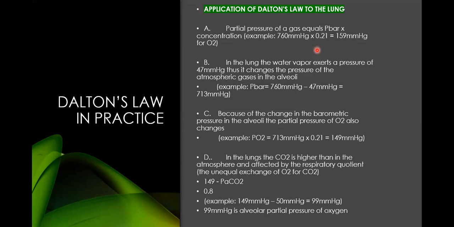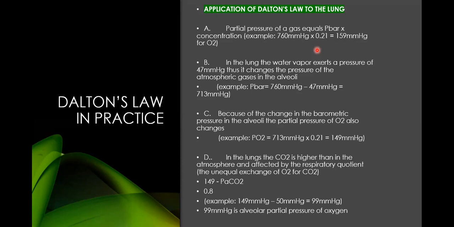So we have to get rid of that water pressure. We say barometric pressure minus the water pressure, which leaves us with 713. That's how we get to 713. That's the first part of the equation. Understand? Now, because of that change in pressure in the alveoli, the partial pressure of O2 also changes.